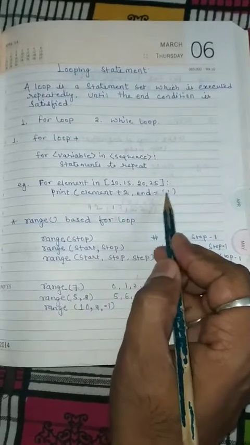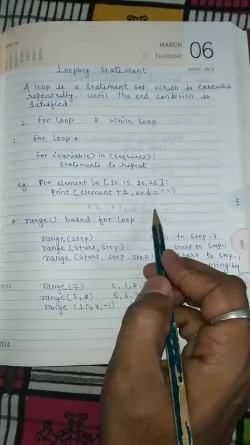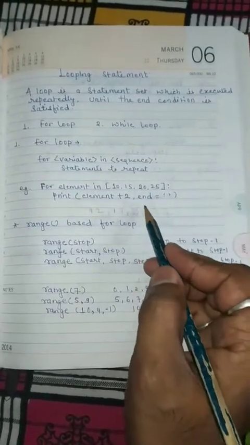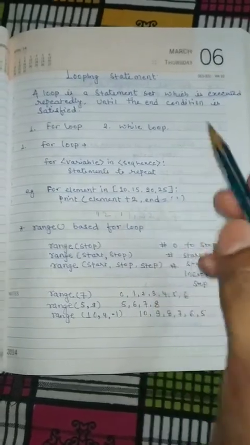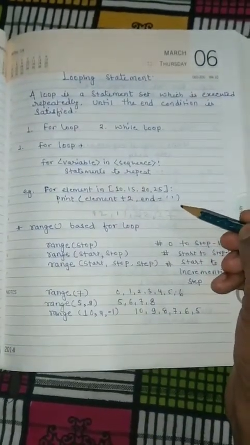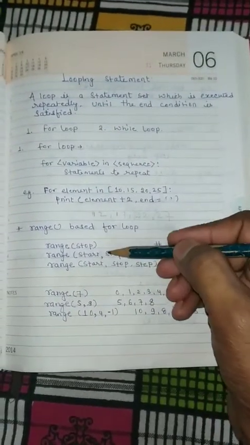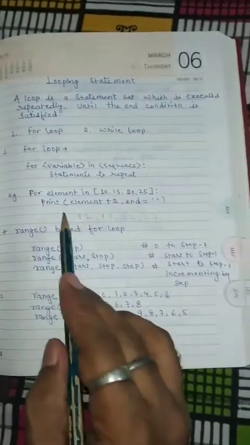Here I have used one parameter, end equal to. This function is responsible to print all the statements in a single line. It avoids taking the values onto the next line. So this is for giving output in the same line.